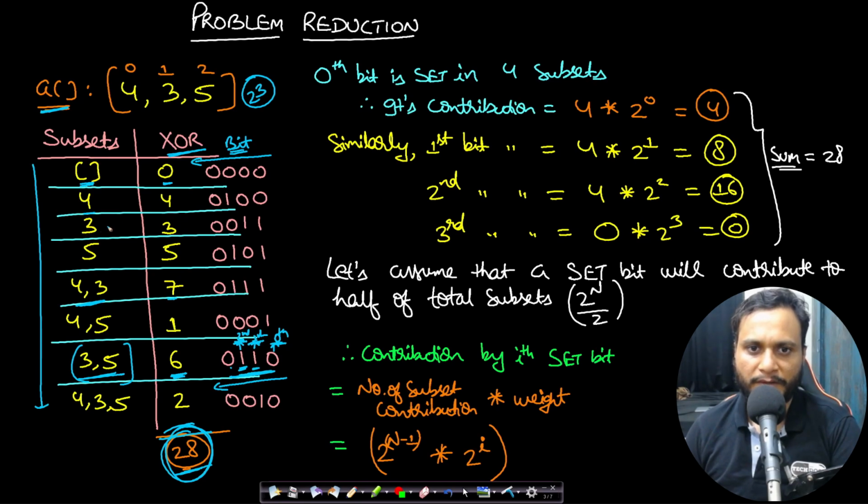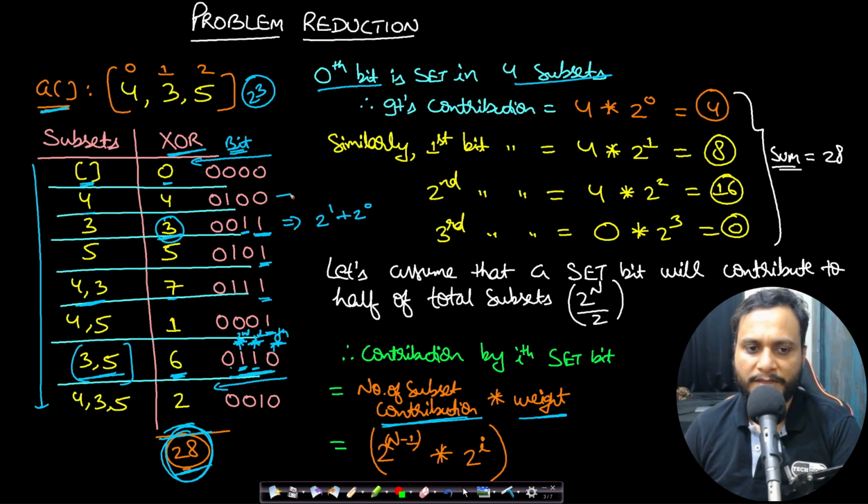And how to do that? If you have not understood till now, let's look at how to solve this. The 0th bit is set in 4 subsets. You check it out. In 4 subsets, the 0th bit is set. So the contribution of the 0th bit will be equal to the number of subsets in which this 0th bit is set multiplied by the weight of this 0th bit, right? Because if you see this 3, it is equal to 2 to the power of 1 plus 2 to the power of 0, because the 0th and the first bit are set, and that is how this 3 has come, isn't it?